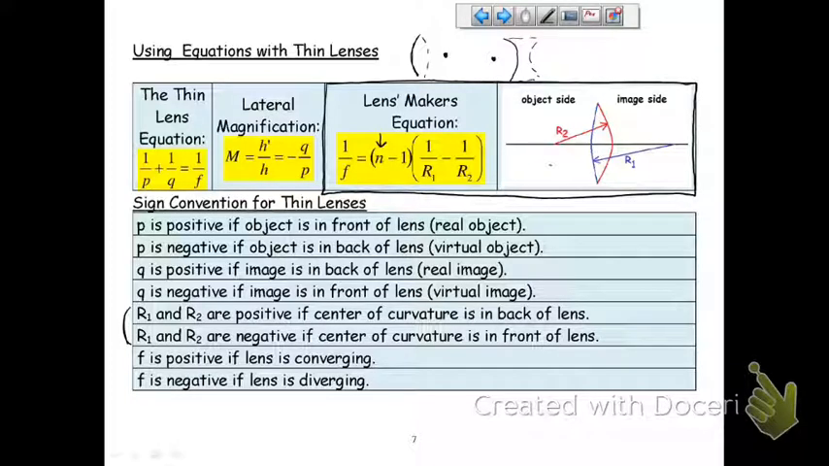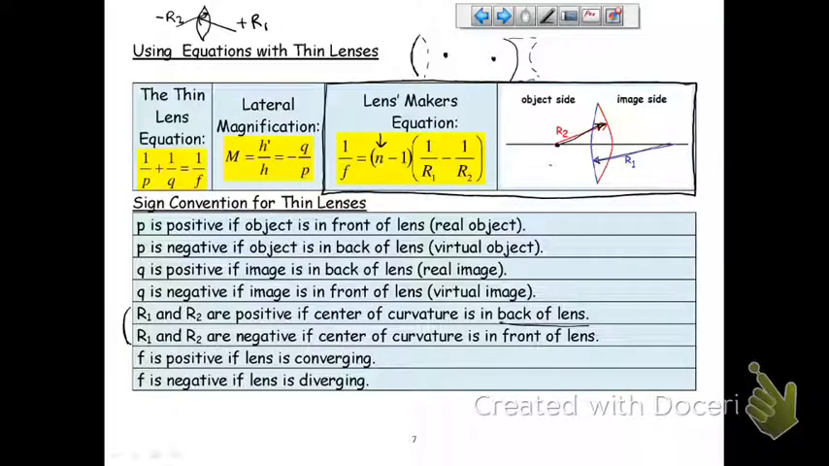So if it's there, that's a negative center of curvature, and that's a positive center of curvature. Again, I think the way to remember this is you take something that you're very familiar with, and you recognize that's R1. That's a positive R1, agreed? The center of curvature is in the back of the lens, so that's a positive R1. And there's R2, and that's going to be a negative R2.